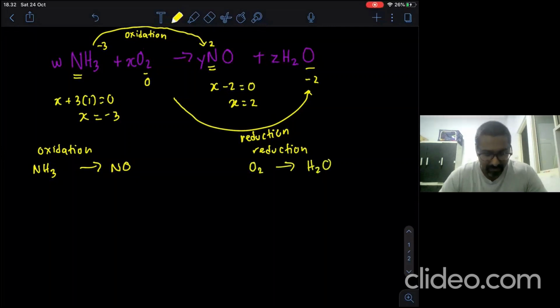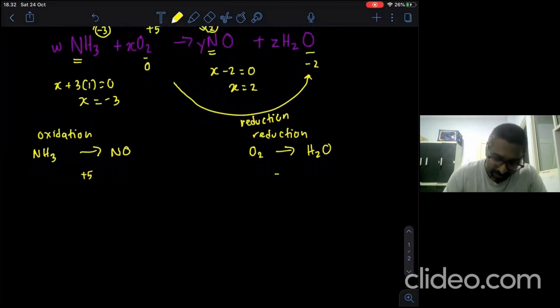The next part is, under oxidation, if I look at the number -3 to become 2, the increase in oxidation number is going to be increased by 5 units. -3 plus 5 is going to be 2. And then if you look at the oxidation number for oxygen, it is decreased by 2 units. So I will write down -2.